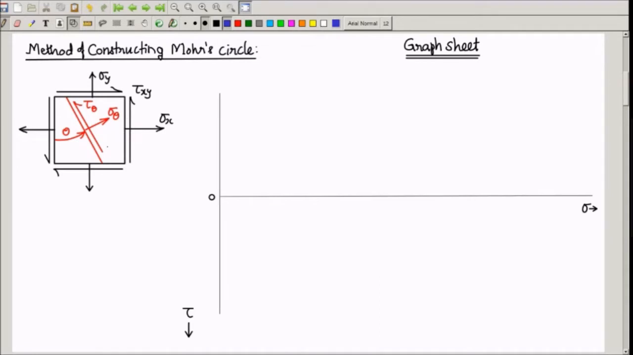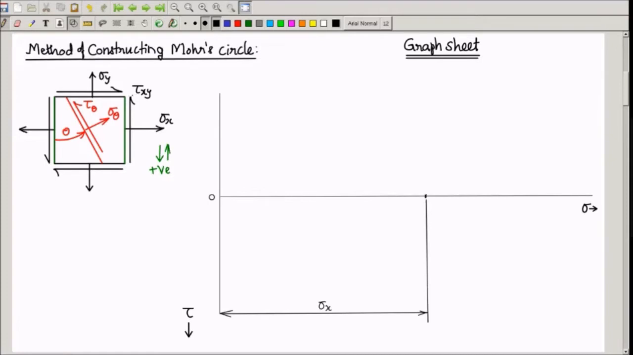First we have to consider the vertical faces. The normal stress present on the vertical face is sigma x and shear stress present on the vertical faces is forming an anti-clockwise couple like this. So it has to be taken as positive according to our convention. We know that shear stress is positive downwards on the Mohr's plane. First, let us measure sigma x on the x-axis, that is sigma axis, and locate the point. Let us say that point comes somewhere here. Means the distance of this point from the origin horizontally is sigma x.